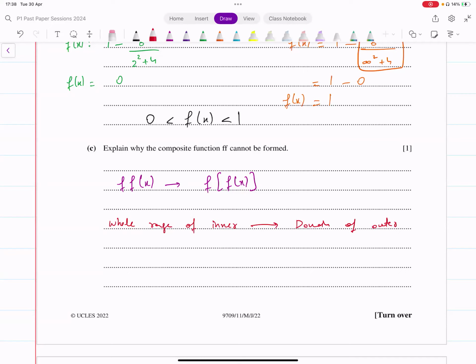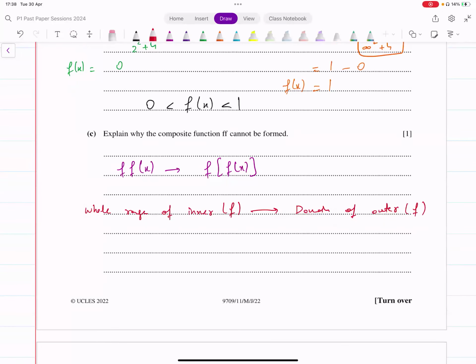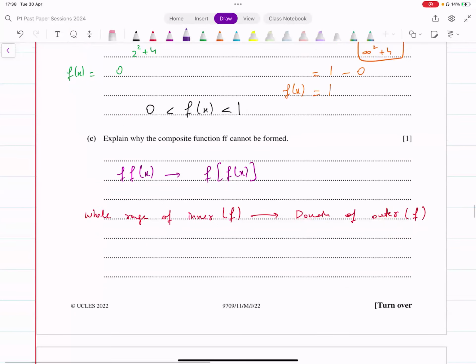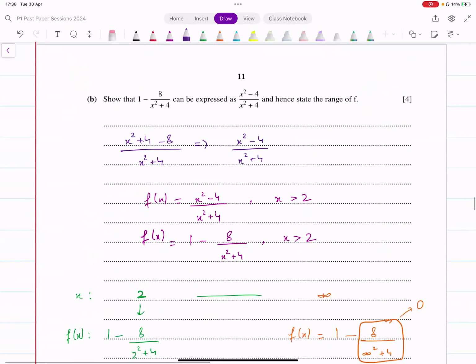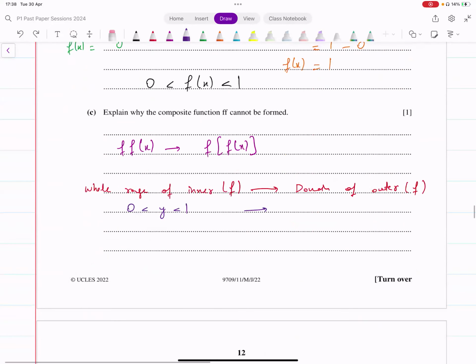Now, in this case, both the inner function and the outer function are the same. Let's think about it. What's the inner function in this case? Inner function is f. Outer function is also f. What's the range of f? The range of f is what we have found here. It's from 0 to 1. Domain of f, what values can it take as an input? It can only take x greater than 2 as an input.